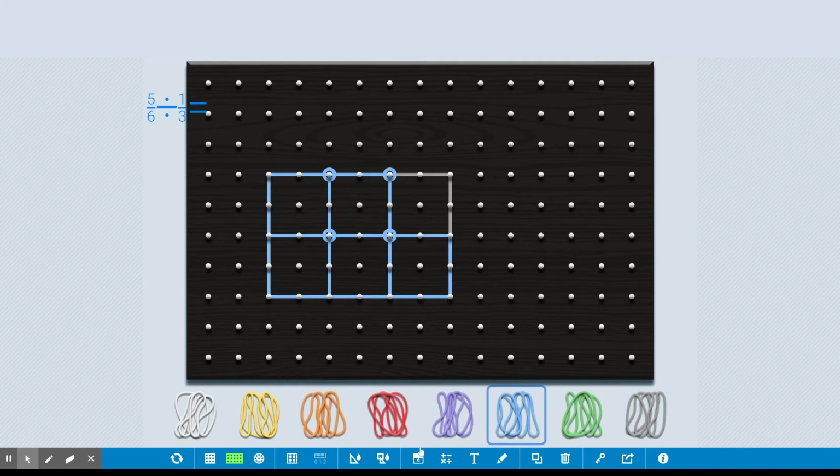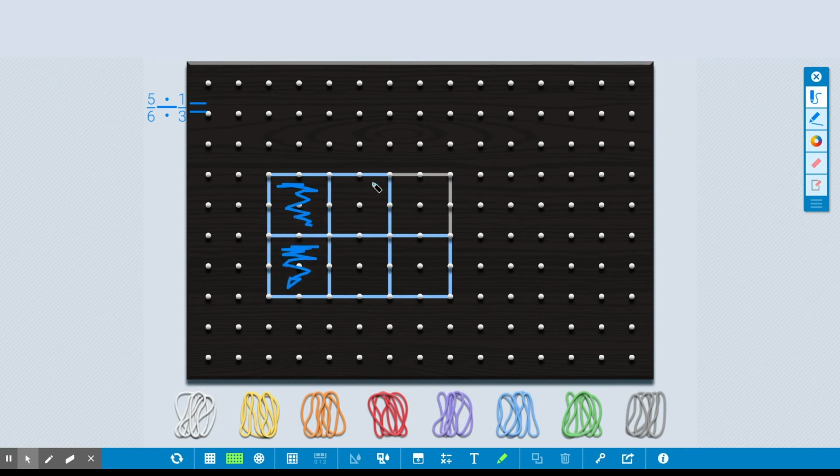To ensure that it's very clear that I have 5/6 filled in throughout my work, I'm going to shade in my 5/6. 1/6, 2/6, 3/6, 4/6, 5/6. This is my 6/6 piece, but I only have 5/6, so I will only shade in 5 of those pieces.